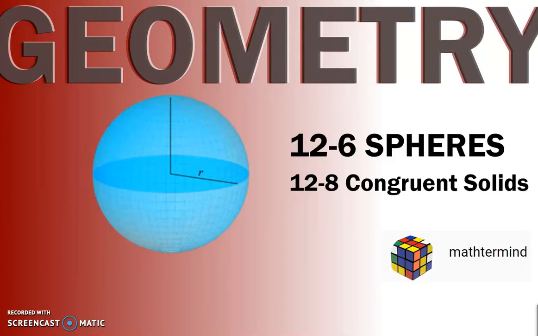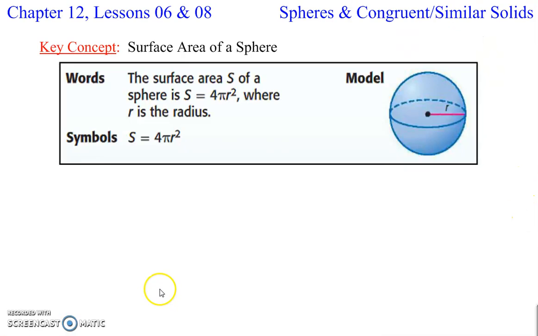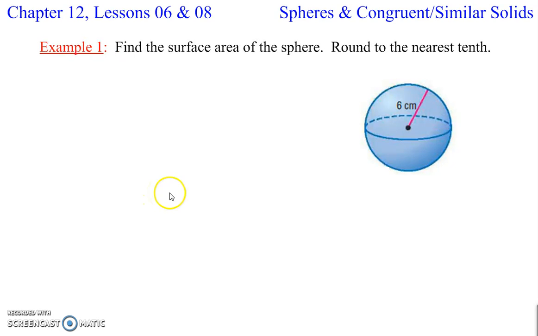Alright, welcome back to Geometry 12.6 spheres, and we're going to briefly look at 12.8 congruent solids also. Alright, in spheres, when we're looking at surface area is 4 times pi r squared. So 4 times the area of a circle. 4 times pi r squared is the surface area.